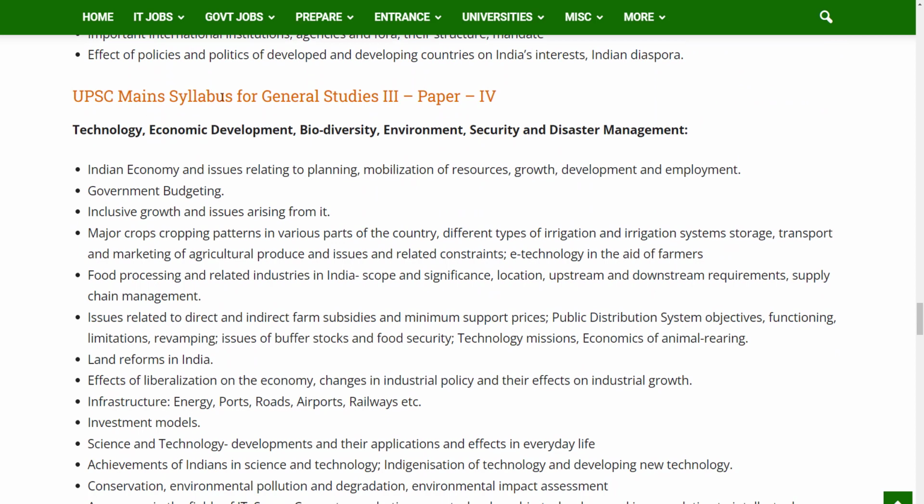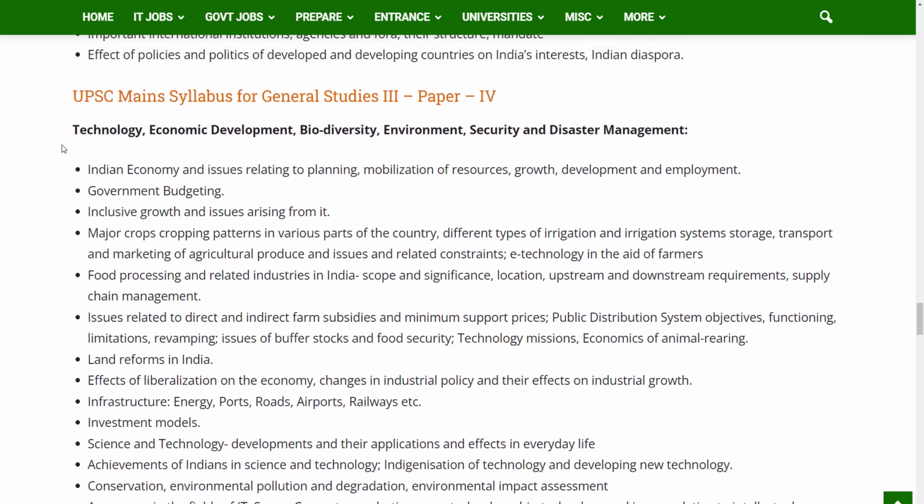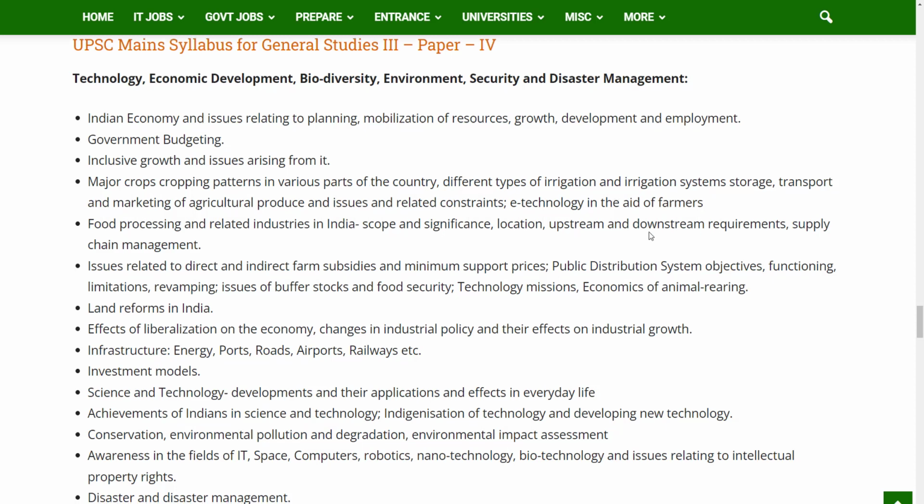And while looking at the syllabus for General Studies 3 paper 4, you will have questions on technology, economic development, biodiversity, environment, security and disaster management. In this you will have Indian economy and issues relating to planning, mobilization of resources, growth, development and employment, government budgeting, inclusive growth and issues, major cropping patterns in various parts of a country, different types of irrigation and irrigation system, storage and so on.